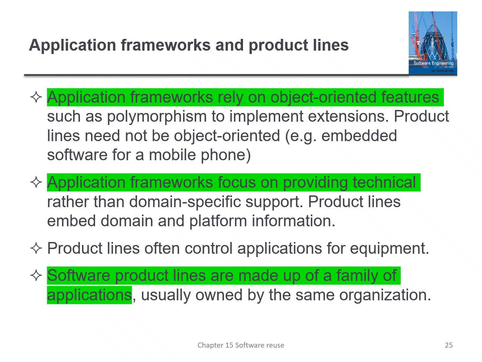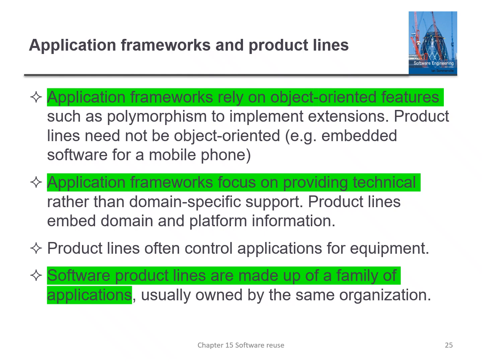Okay, the difference between application product line and application framework is that application framework mostly relies on object-oriented features such as polymorphism, because it's using abstract classes, whereas product line does not need to use object-oriented technology. Sometimes it can use other platforms, for example, embedded software for mobile phones. Application framework focuses more on technical functionality rather than being domain specific.